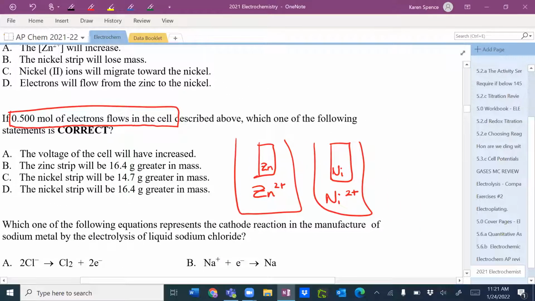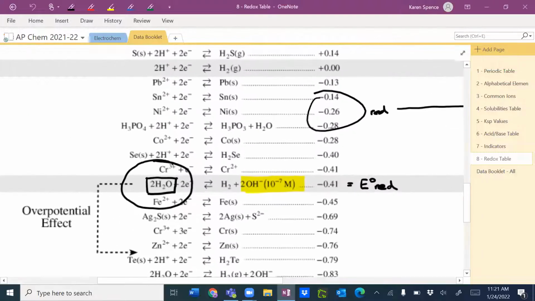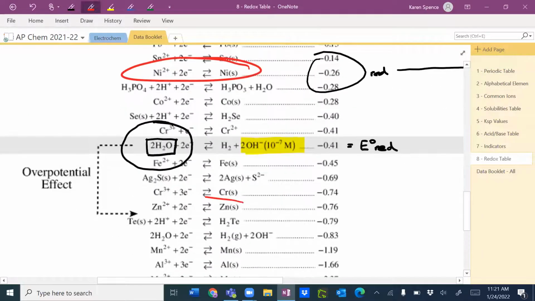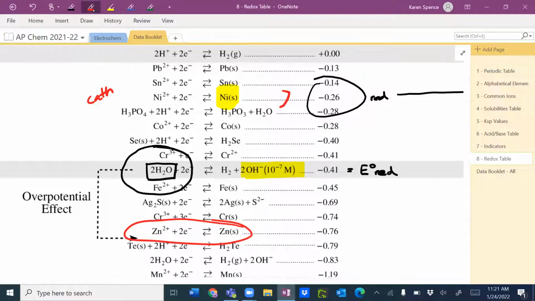We need to figure out who is the cathode and who is the anode. So we will jump over to our data booklet and we will look for nickel, which is here, and zinc, which is here. So whichever one is higher up is your cathode, and it's going to go forward. So nickel is gaining electrons and becoming nickel solid. So it's going to gain in mass. And whichever one is lower is going to be the anode in an electrochemical cell. And so it's going this way, backwards. And we will end up losing mass on zinc.